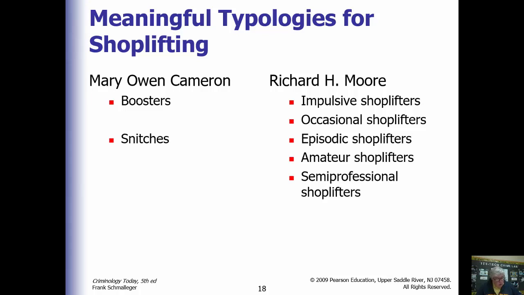Snitches were novice shoplifters. If you look at Moore's, you got impulsive, inexperienced, rarely planned, occasional, a little bit higher level. They did it on an occasional basis. Amateurs were our largest group in his study, more than half of the sample. It was a fairly regular activity, and they were trying to maximize profit and minimize risk.